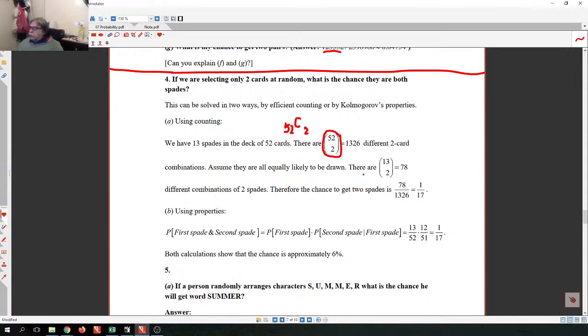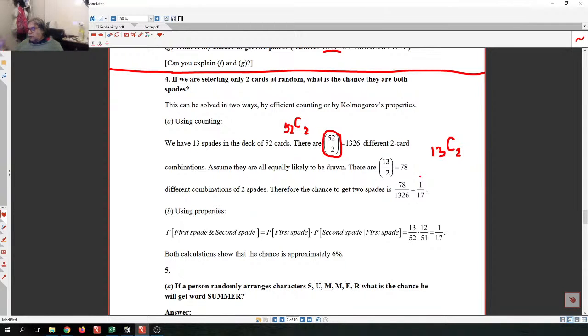So, two-card hands made out of only spades is 13 choose 2. And again, we are talking about combinations here. And this number is 78. You can use your calculator. Actually, you already did that. 78. So there are 78 different 2-card hands when there are 2 spades in it.